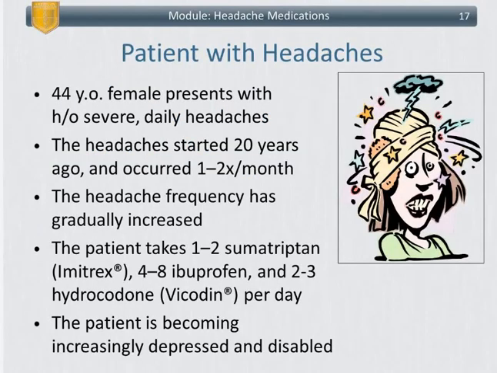Okay, 44-year-old female presents with a history of severe daily headaches. The headaches started 20 years ago. At that time, they were 1 to 2 times per month. The headache frequency has gradually increased. She takes 1 to 2 sumatriptans per day, 4 to 8 ibuprofens per day, and 2 to 3 Vicodins per day. She's becoming increasingly depressed and disabled.